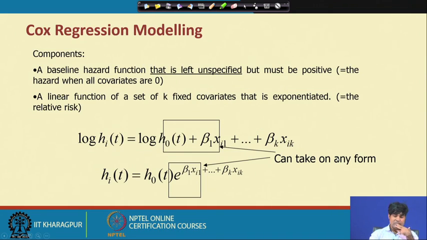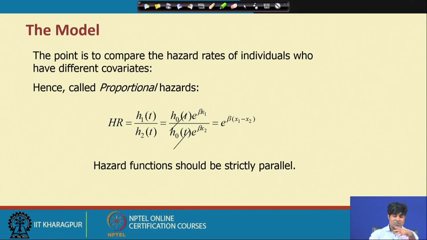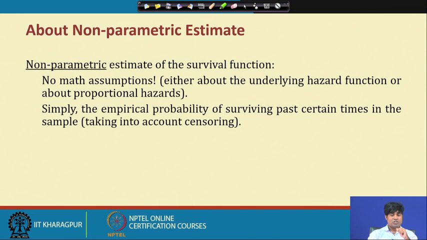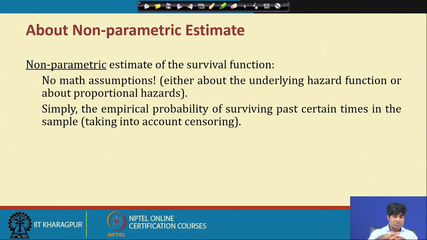These are the components of Cox regression modeling, and it is more or less a similar kind of survival analysis, not so much different, and the hazard functions are exclusively called HR, proportional hazards, and the point is to compare the hazard rates of individuals who have different covariates. So, this is another kind of instance, and then last but not the least, we start with parametric, then semi-parametric, and then non-parametric, and I am not going into details about all these classifications again.